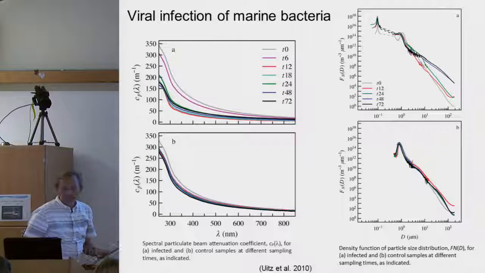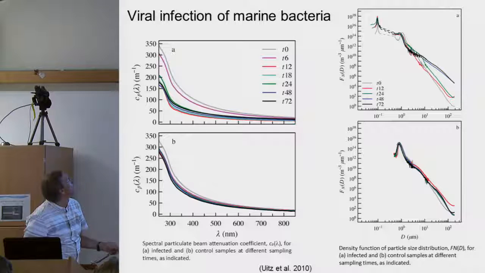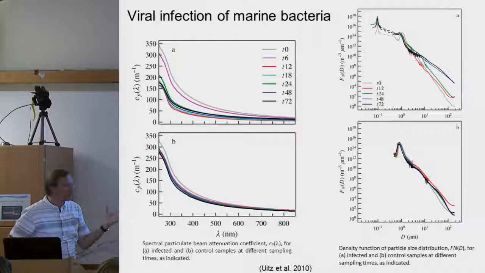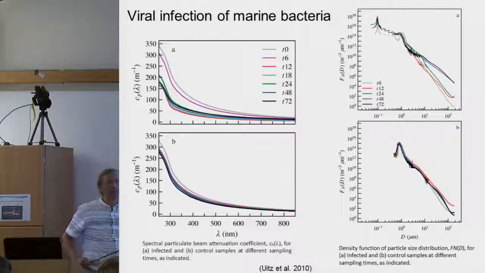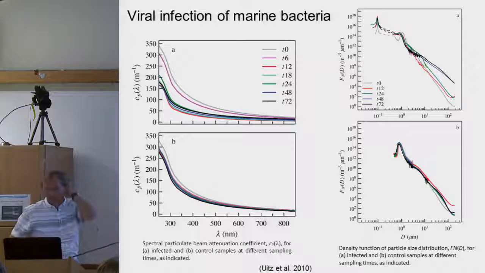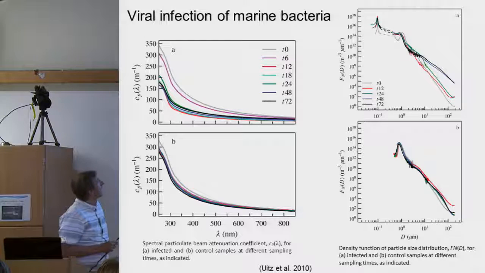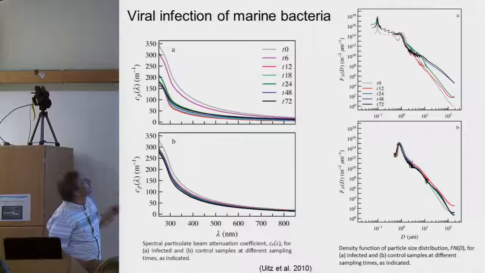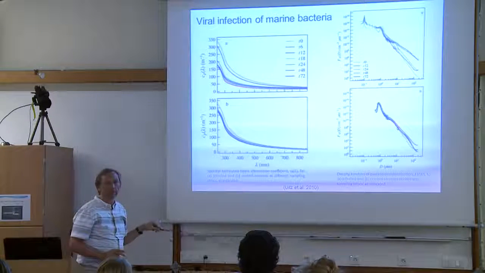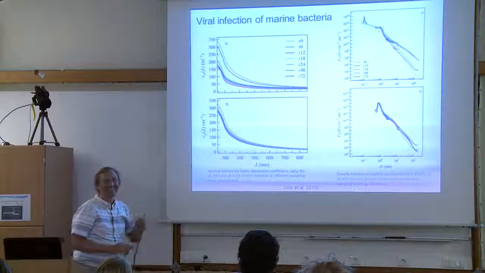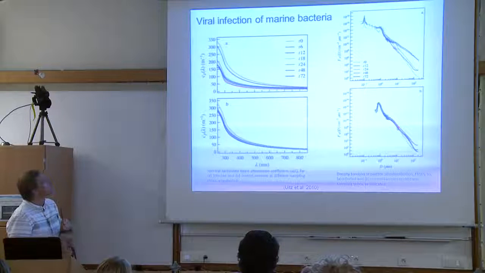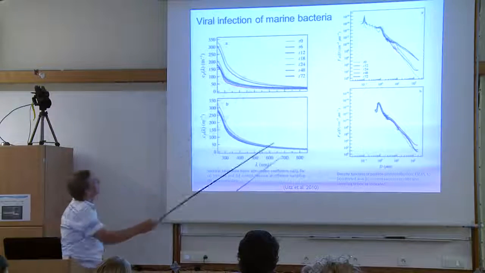Here is another example of variations or effects of interactions between biological particles on optical properties. This experiment has been done on viral infection of marine bacteria. Actually, Julia is here, yeah? Julia has put a lot of effort into this experiment.